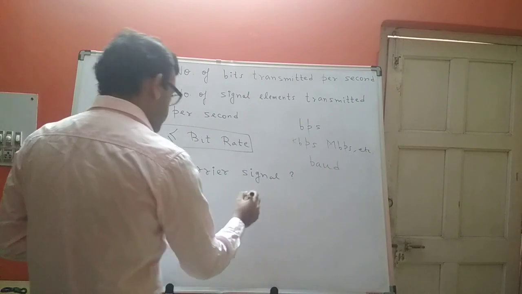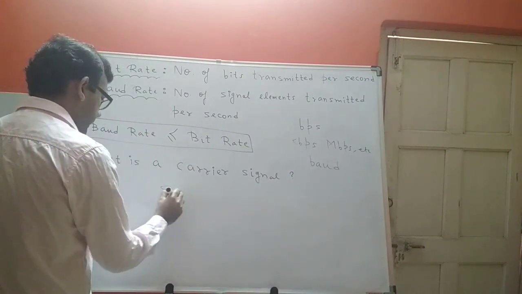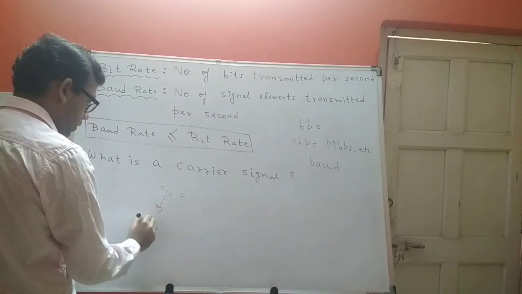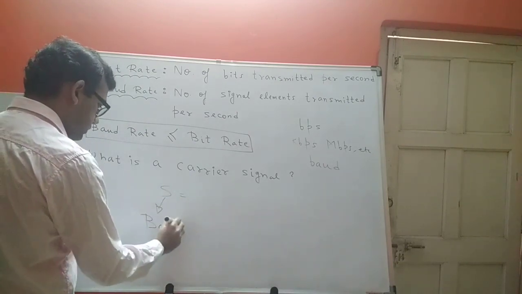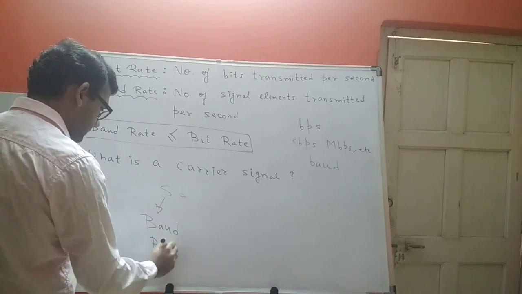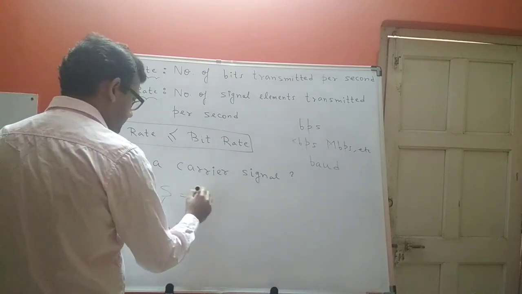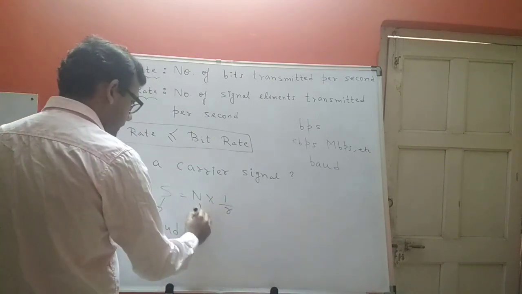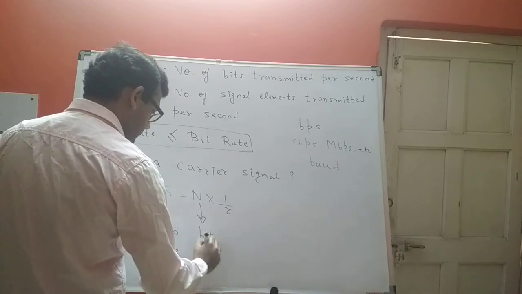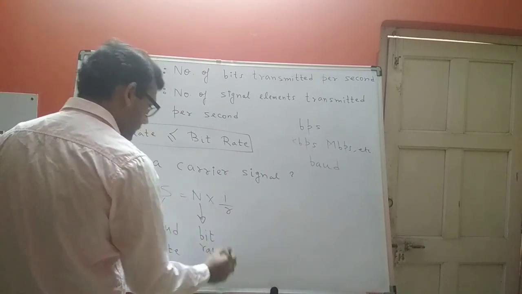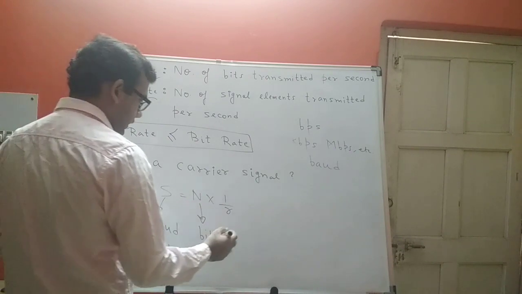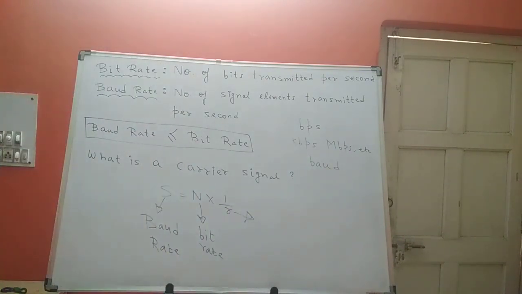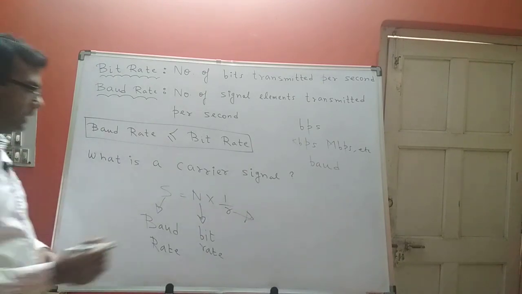Remember the formula, the relation between bit rate and baud rate; this will be very helpful for us. S denotes the baud rate, and it is given as S = N into 1 by R, where N denotes your bit rate and S denotes your baud rate. And what does R denote? Remember, R denotes your number of data elements in a signal element.